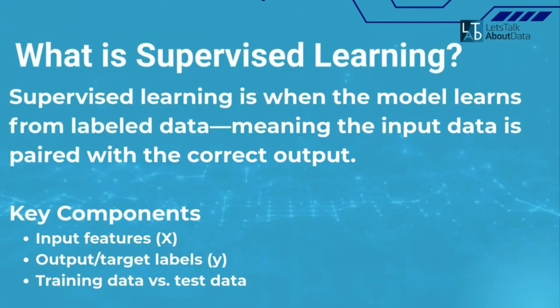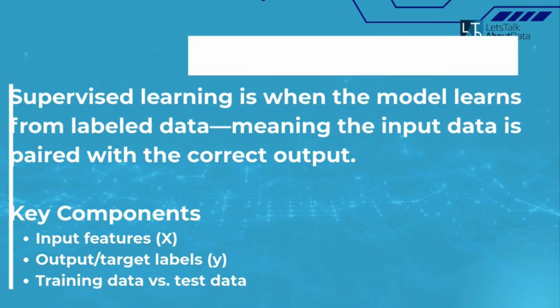Let's get into it. Supervised learning is when the model learns from labeled data, meaning the input data is paired with the correct output. Examples: spam email detection, label, spam or not spam; house price prediction, label, price. Key concepts: 1. Input features, X. 2. Output or target, labels, Y. 3. Training data versus test data.